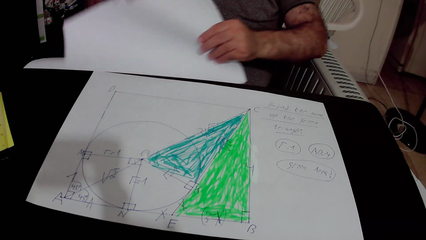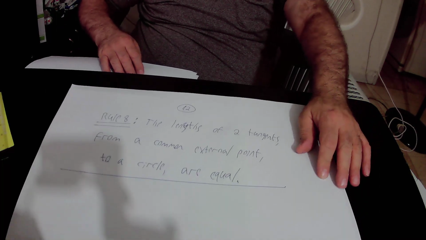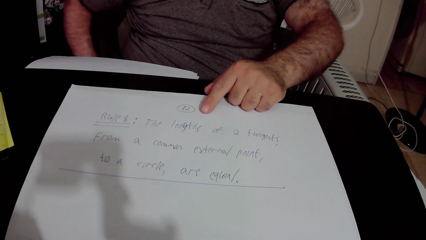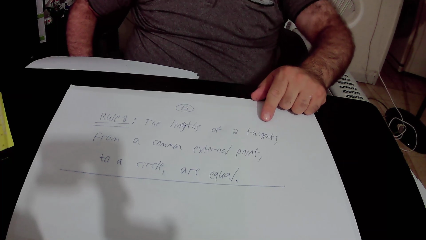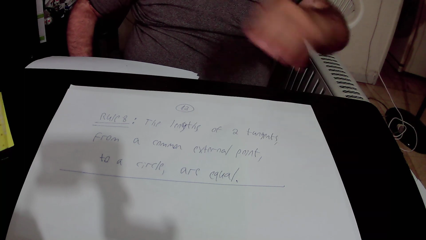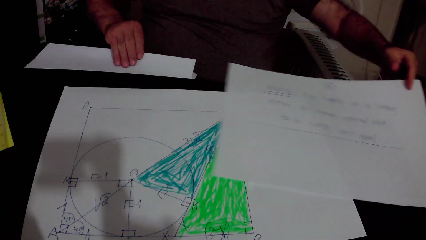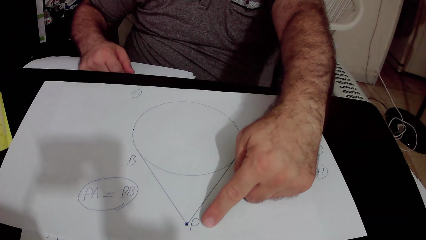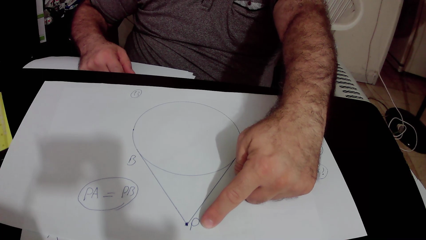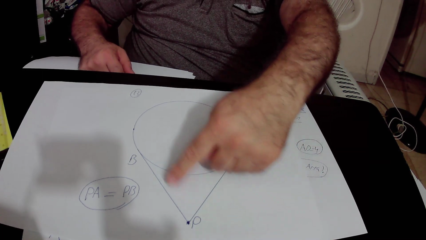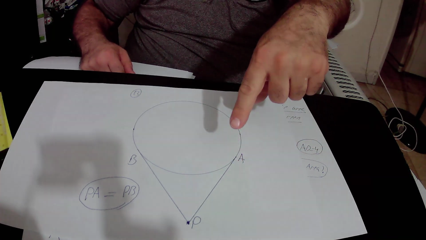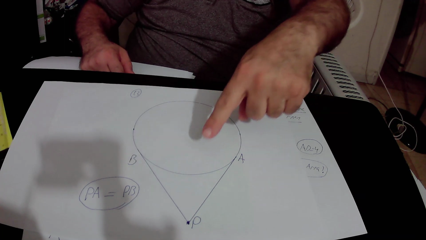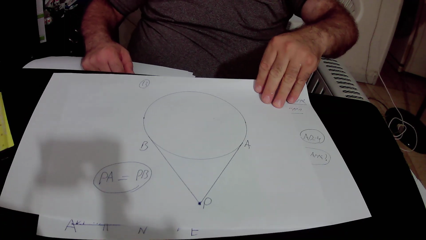Then I presented to you the last rule, rule number 8. According to rule number 8, the lengths of two tangents from a common external point to a circle are equal. So what is the meaning of rule number 8? If we have this circle and an external point, point P, and from P we draw two tangents to this circle, then the lengths of those two tangents will be equal to each other. That is to say, PA will be equal to PB, according to rule number 8.